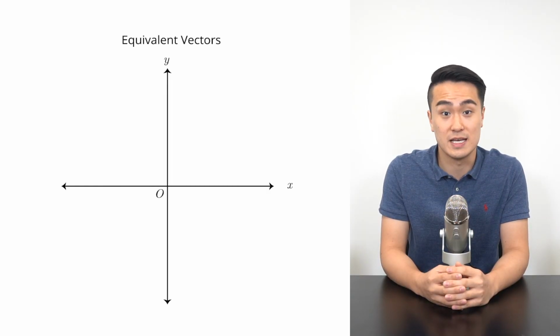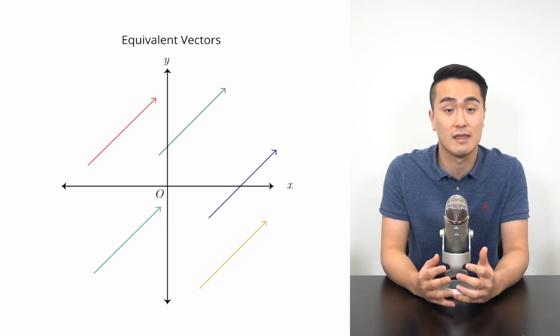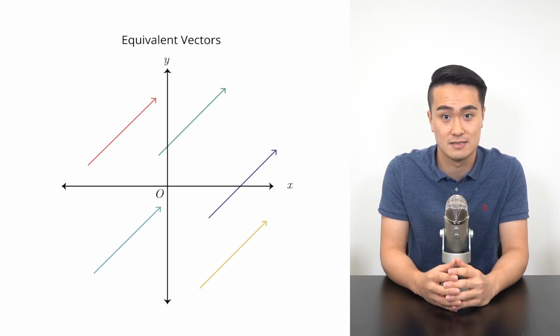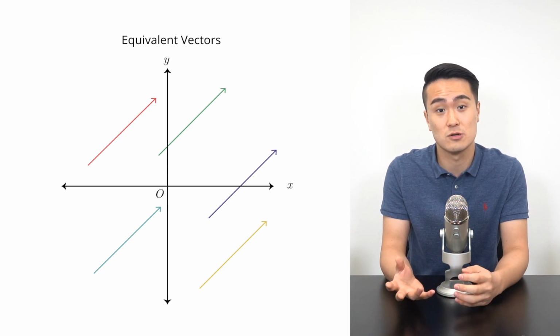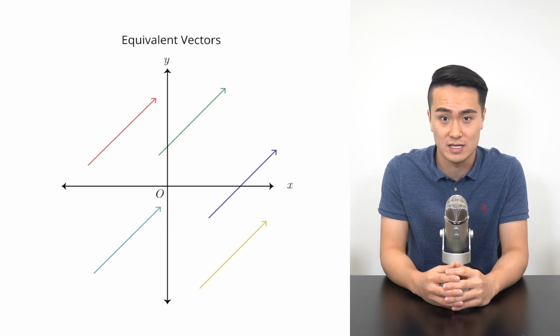So in episode 0, the big picture, we learned that a vector quantity is solely defined by its magnitude and direction. This means that we can have a lot of vectors with the same length and the same direction, but they are all called equivalent vectors. So it doesn't matter where the vector starts or where it ends, but it only depends on how long and in which direction it's facing.